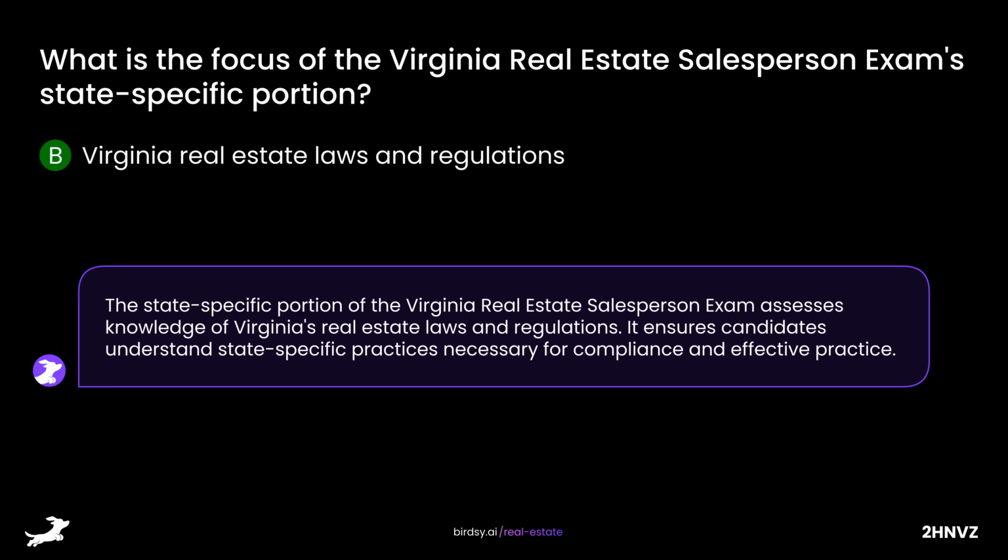The state-specific portion of the Virginia Real Estate Salesperson exam assesses knowledge of Virginia's real estate laws and regulations. It ensures candidates understand state-specific practices necessary for compliance and effective practice.